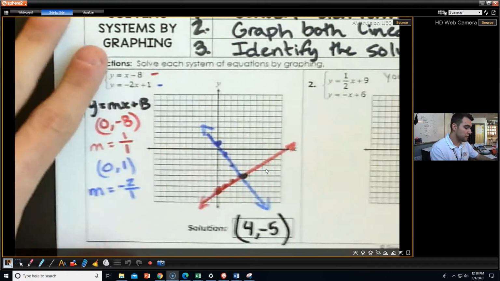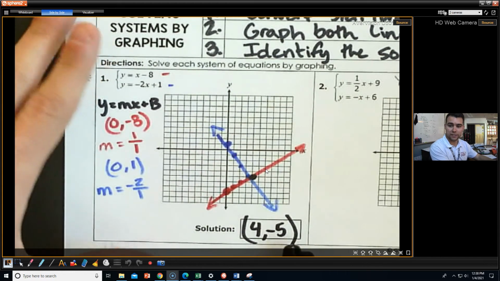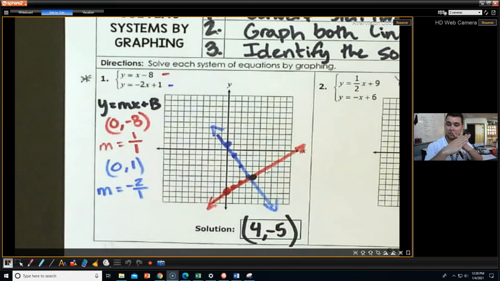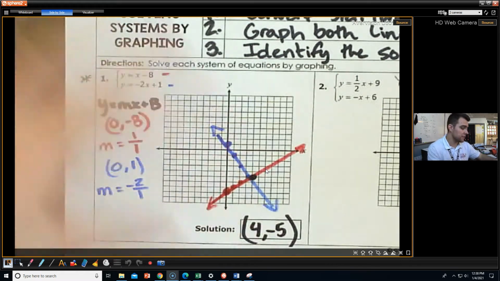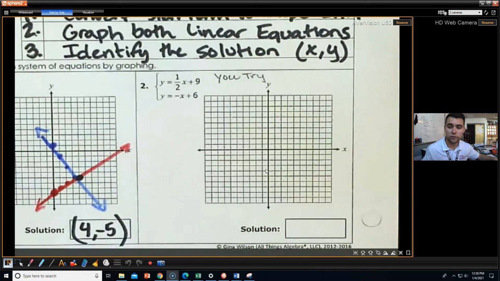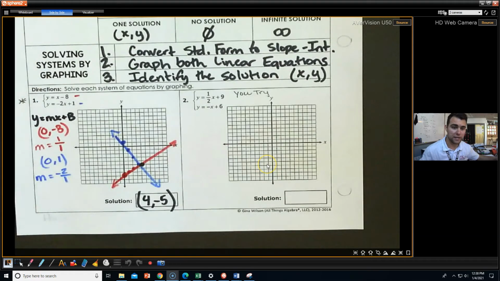I found what my x-coordinate needs to be, my y-coordinate needs to be, where they intersect. And we found it right there, okay? Now I want you guys to give the second one a try, doing just what I did. And you can use mine as reference. I want you to try and graph both equations and then find where they intersect. And go. All right, we're back.